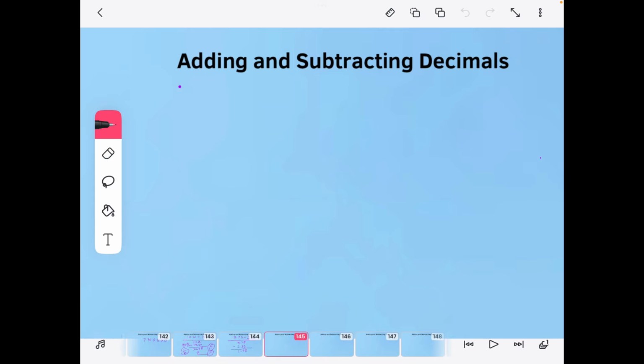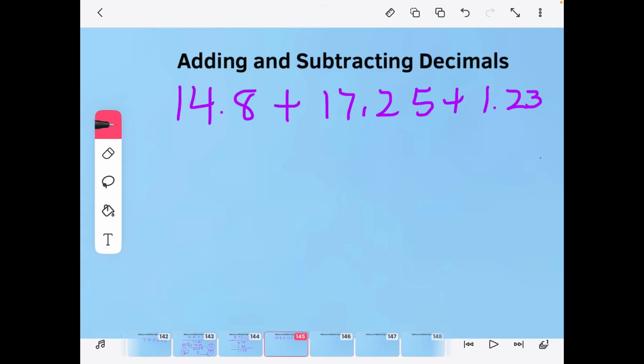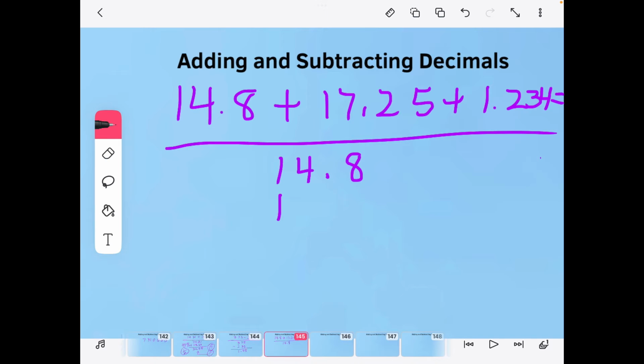How about this? If I have 14.8 plus 17.25 plus 1.234. It's a lot of numbers. Well, all I have to do is line up my decimal points. Okay, there we go. And 17.25. The 1 goes there, not over somewhere else, okay? And 2, 3, 4.